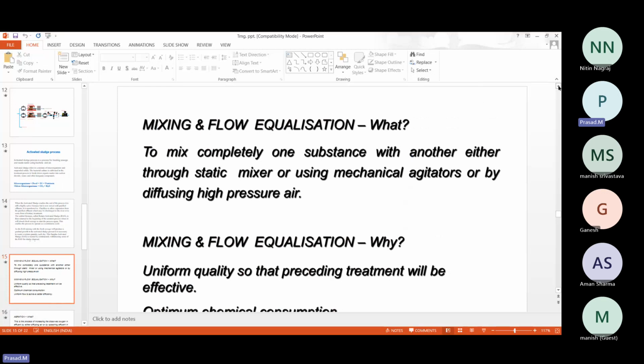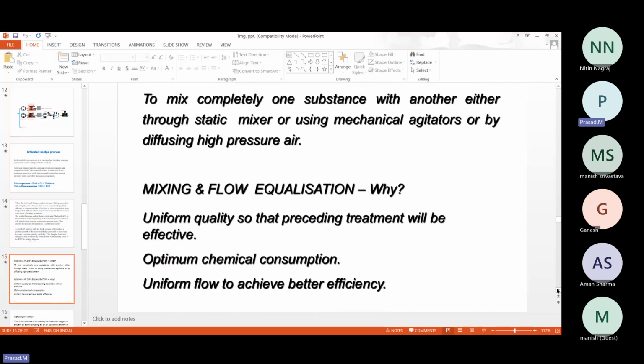So this mixing, this is the unit we can call equalization. Why is equalization required? What is meant by equalization? To mix one substance completely with another, either through a static mixer, using a mechanical agitator, or by diffusing high pressure air. This is nothing but mixing or flow equalization, right? Why is equalization required? For maintaining uniform quality, so the following treatment will be effective. I already explained that when explaining the equalization tank: for optimum chemical consumption and uniform flow to achieve better efficiency.